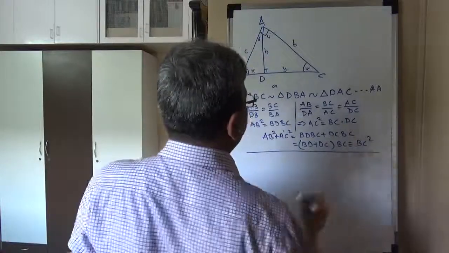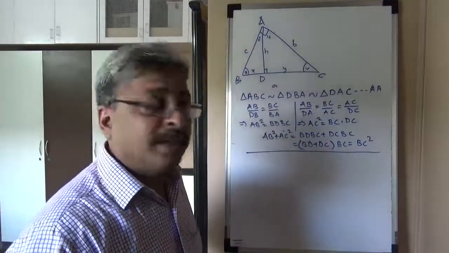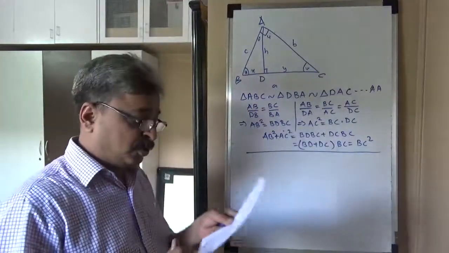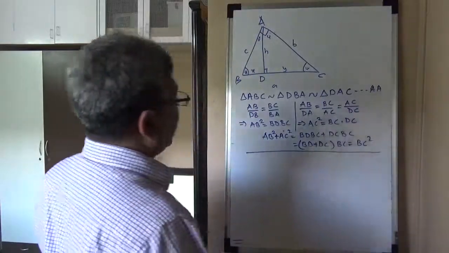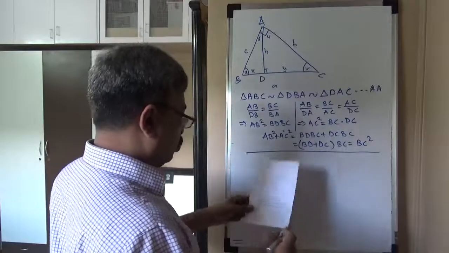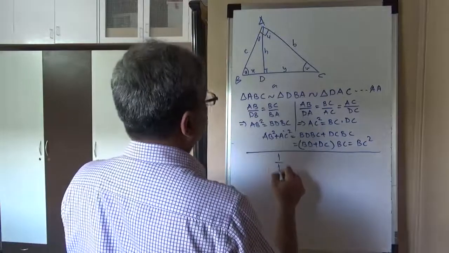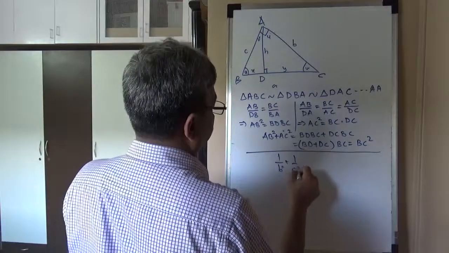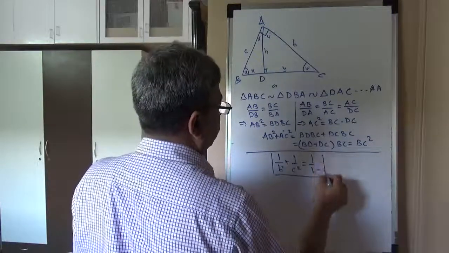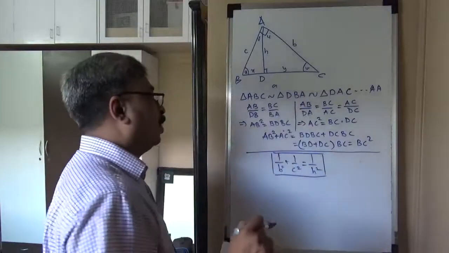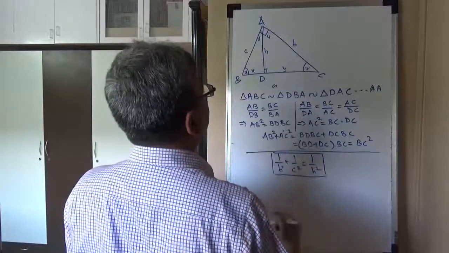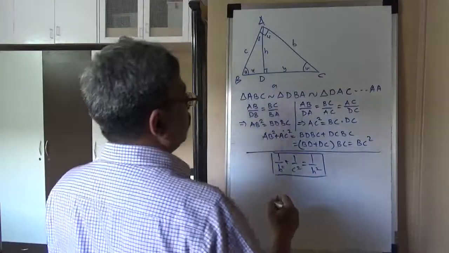So here we prove Pythagoras theorem using similarity. So if similarity is available, Pythagoras theorem's proof is absolutely simple. This is the proof which is included in board syllabus, and hence Pythagoras theorem is proved. And then once the Pythagoras theorem is proved, we can prove 1 upon b square plus 1 upon c square is equal to 1 upon h square. We have done this earlier in our lectures.